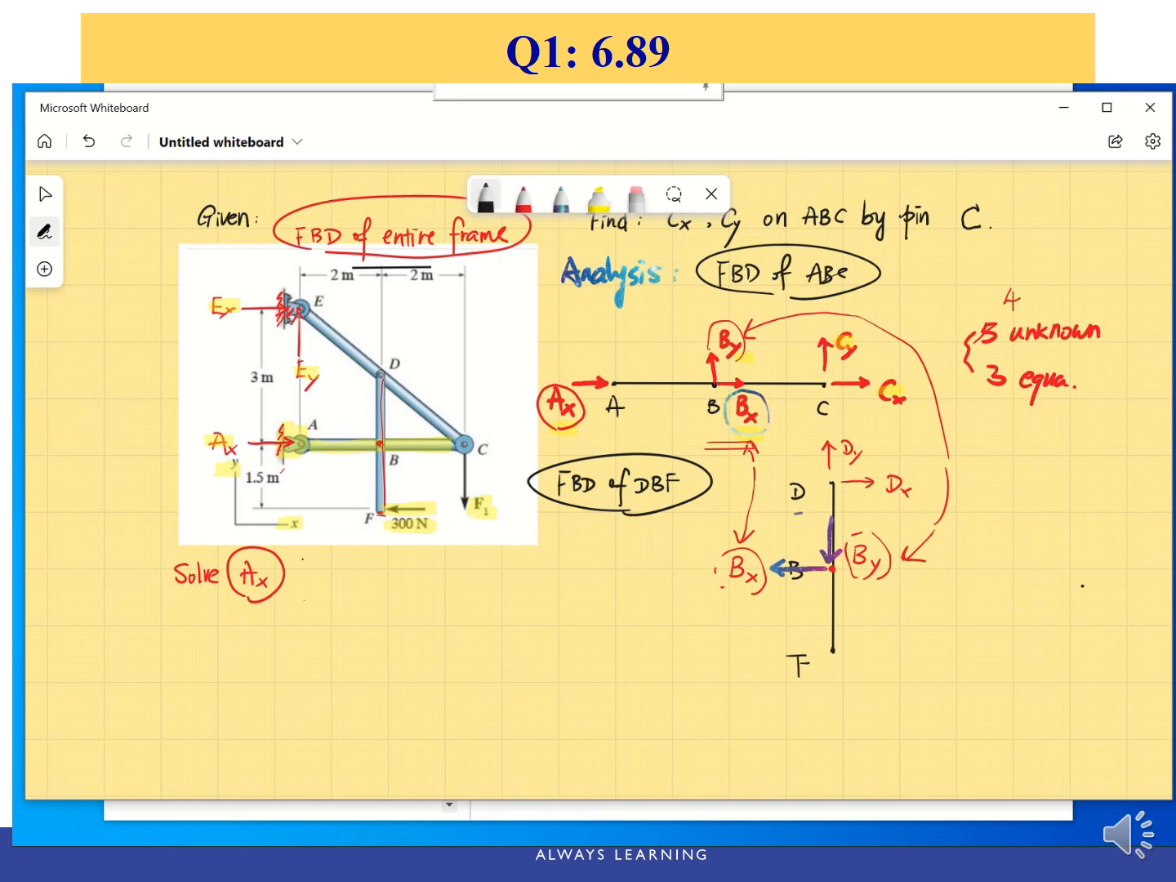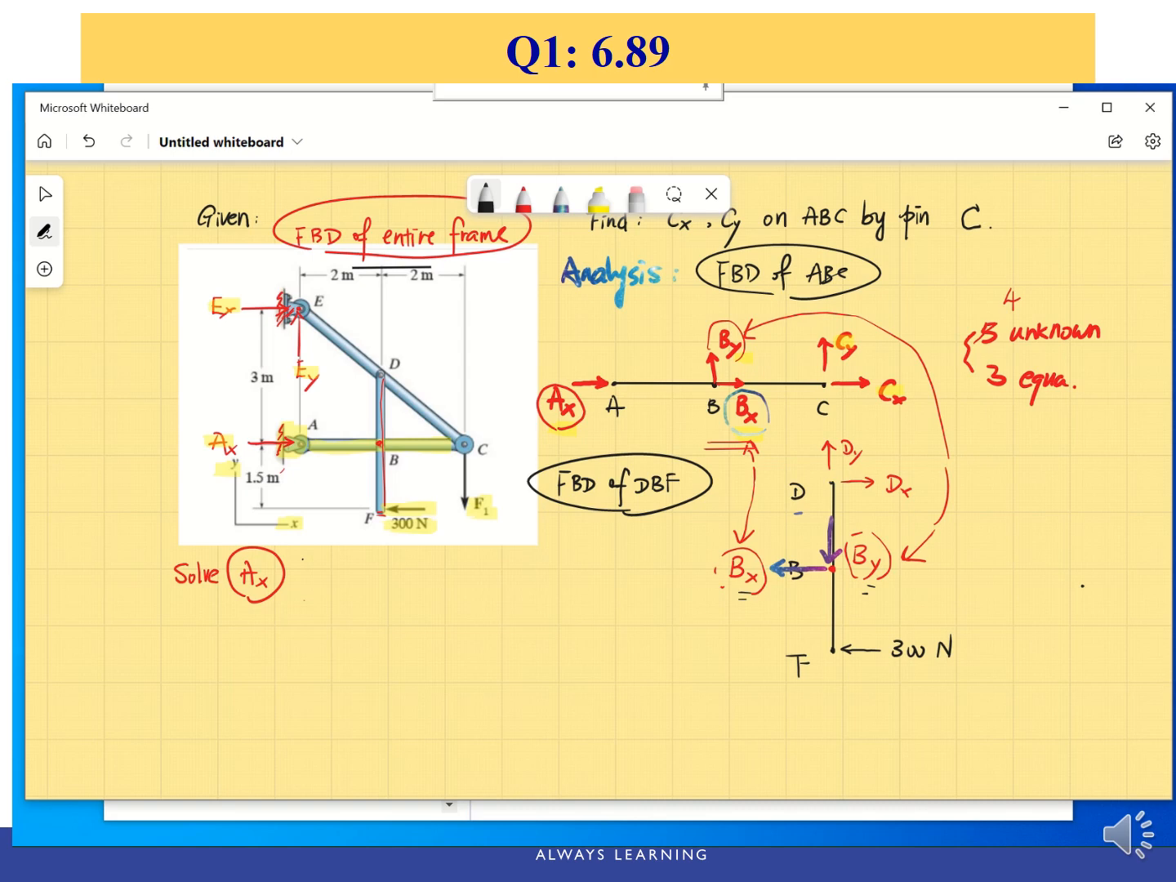And at point F, there is an applied force, which is in the negative Y direction. All right, let's see. Our goal is to solve BX or BY. So DX and DY, can you solve them? Maybe, but do we need them? Well, I will say no, we do not need them. We only need to solve one of those, right? BX or BY. Can we solve any of those?